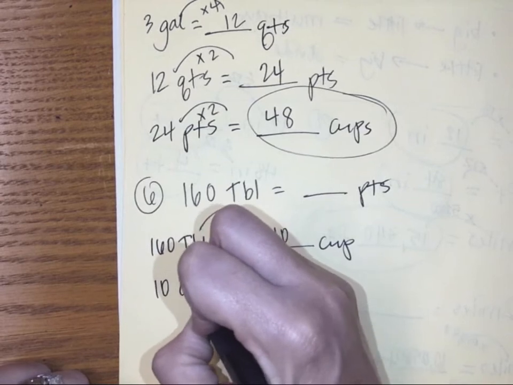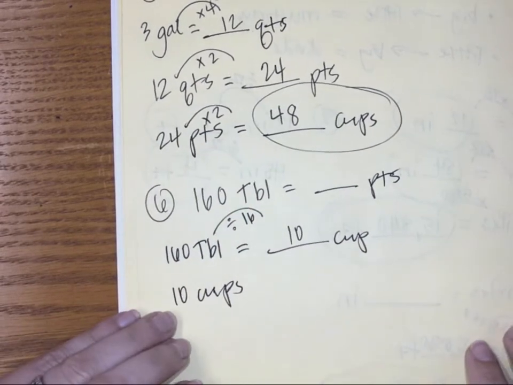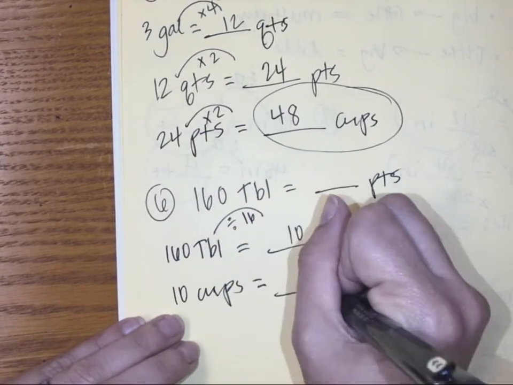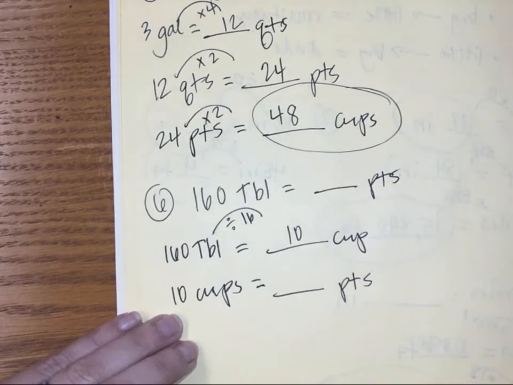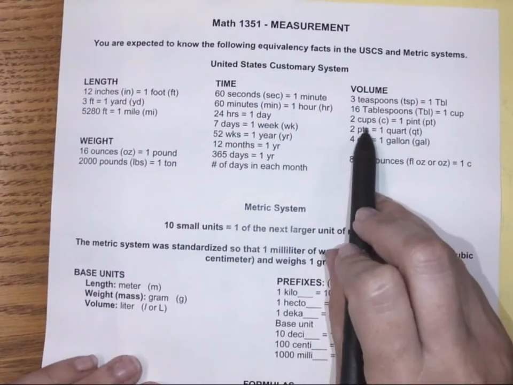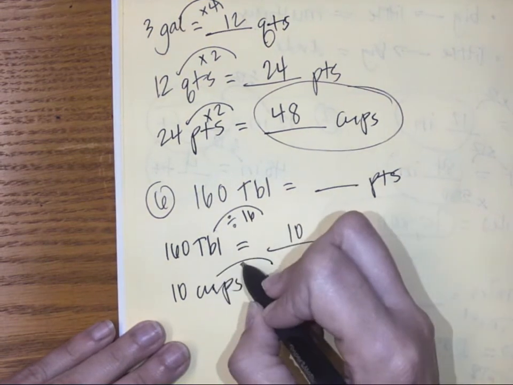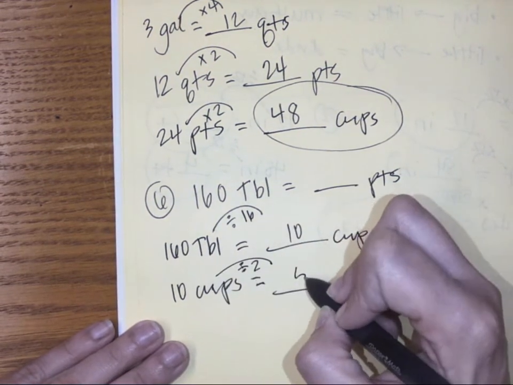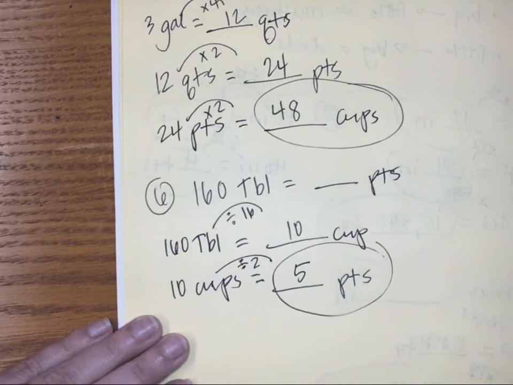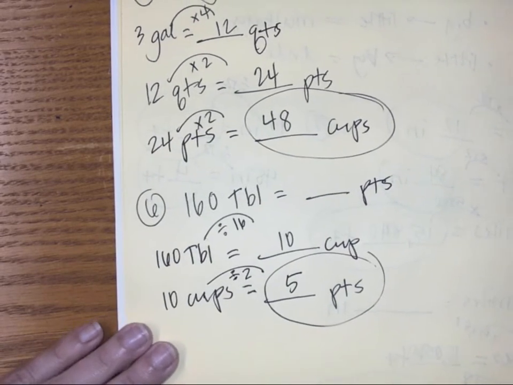And now 10 cups, we're going to pints. There are 2 cups in 1 pint, so I need to divide this by 2. And 10 divided by 2 is 5. So 5 pints is where we're at.